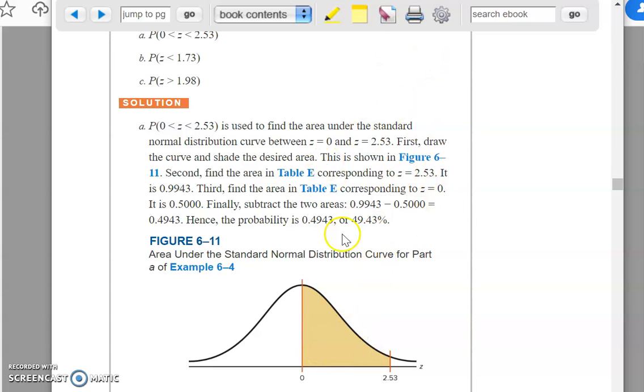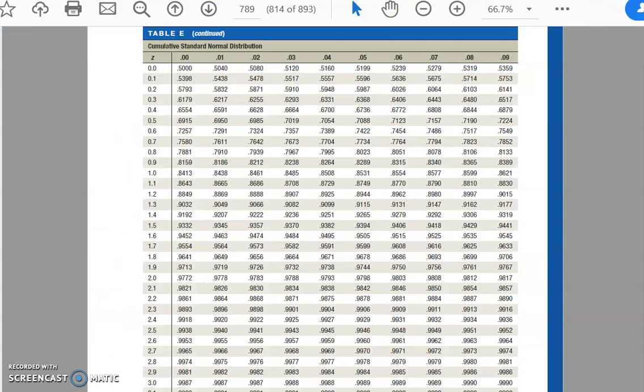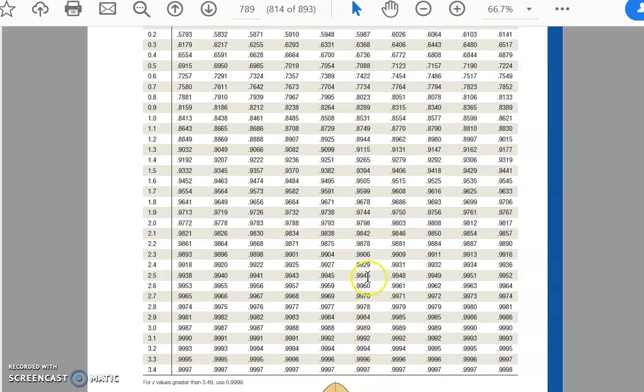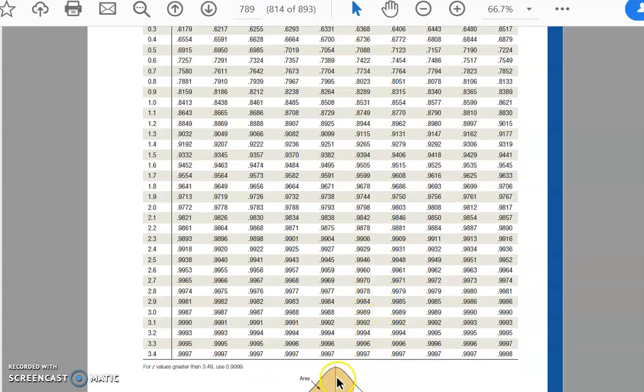Now, do you believe me when I say that there's area to the left of 0? Well, why not? Why wouldn't you believe me? It's right here. To the left of 0 is 0.5, 50%. 50% is to the left of 0. But you should have known that even without looking at the table, because the normal distribution is symmetric and the mu is 0. So half is to the left, half is to the right.